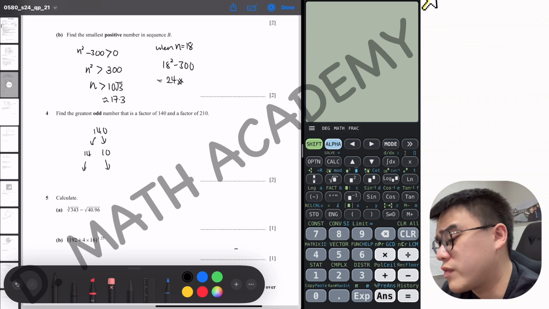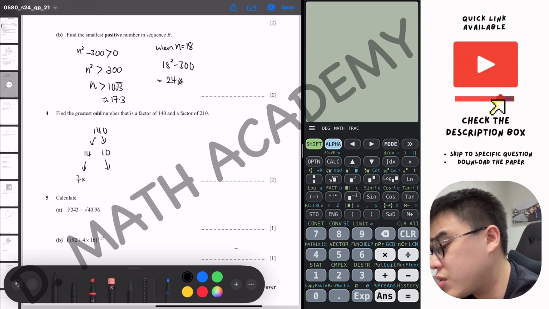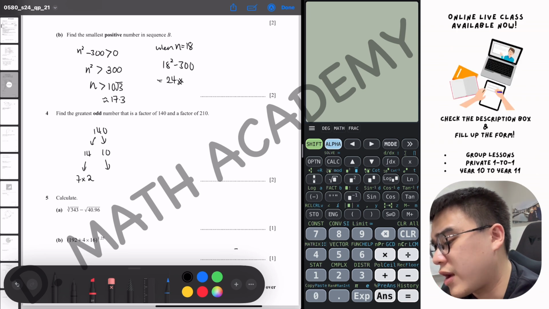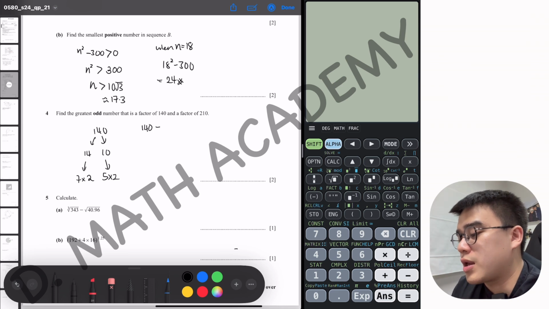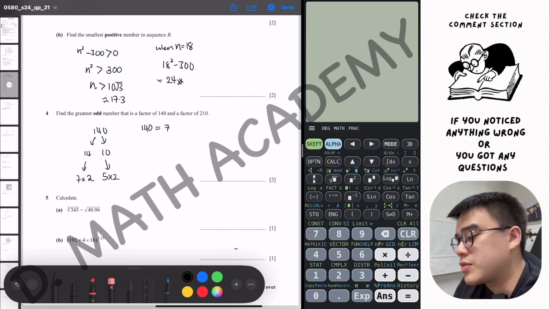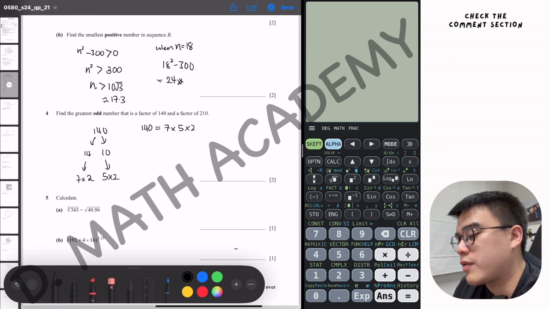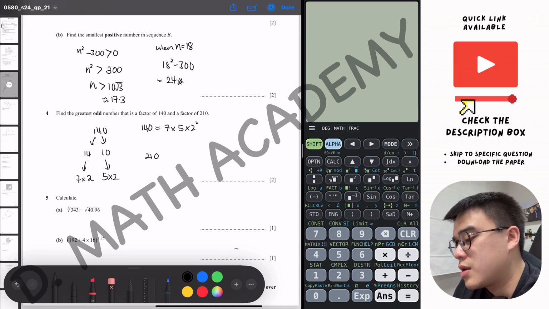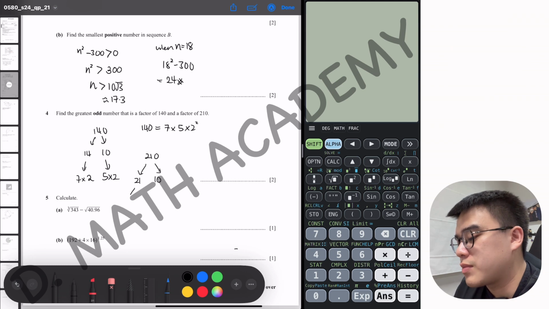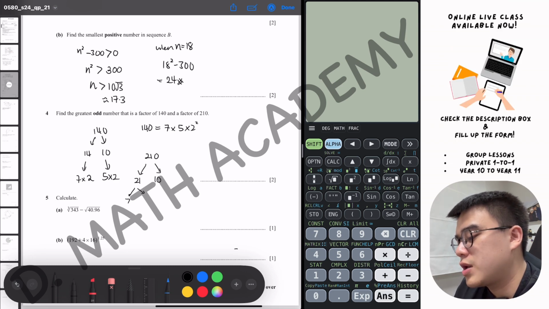We'll get 7 and 2. And then here is 5 and 2, making the number a 7 times 5 times 2 squared. For 210, I can make it into 21 and 10, splitting the number as 7 and 3. This is 5 and 2.